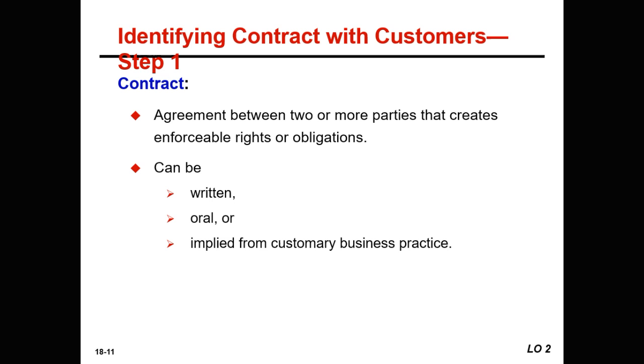So identifying the contract with the customers. This is relatively easy when we think about going to Starbucks and purchasing, say, a coffee. You walk up to the counter, you enter into a contract with the barista when you say, I would like a grande mocha latte. I don't even think that's actually a Starbucks drink, but that's okay. They say, okay, that'll be $5.82. You've now entered into a contract. You have an agreement between two parties that have enforceable rights or obligations.